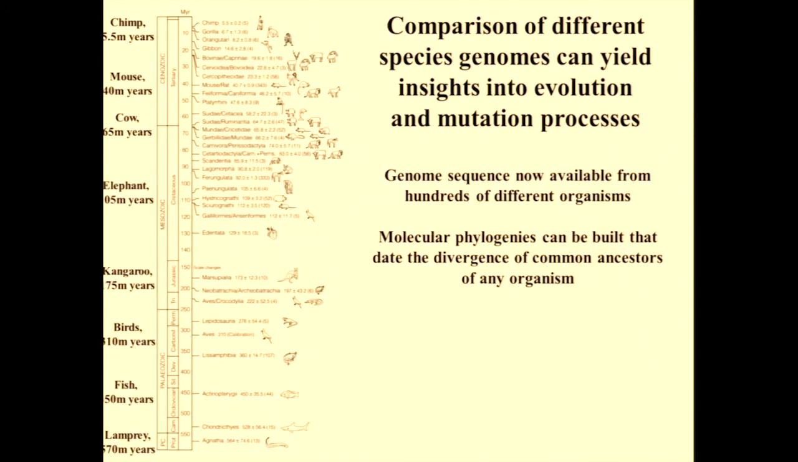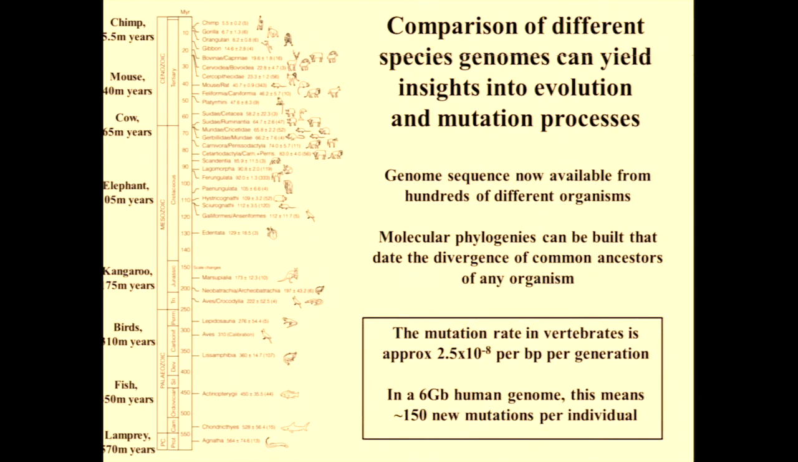Having genome sequences of many different organisms has actually revolutionized the field of figuring out the family trees of different animals. So in many cases, genome sequencing has really changed people's viewpoints on how different animals are related to each other. And people have built these molecular phylogenies that have dated, pretty accurately, when different splits occurred in the mammalian lineage.